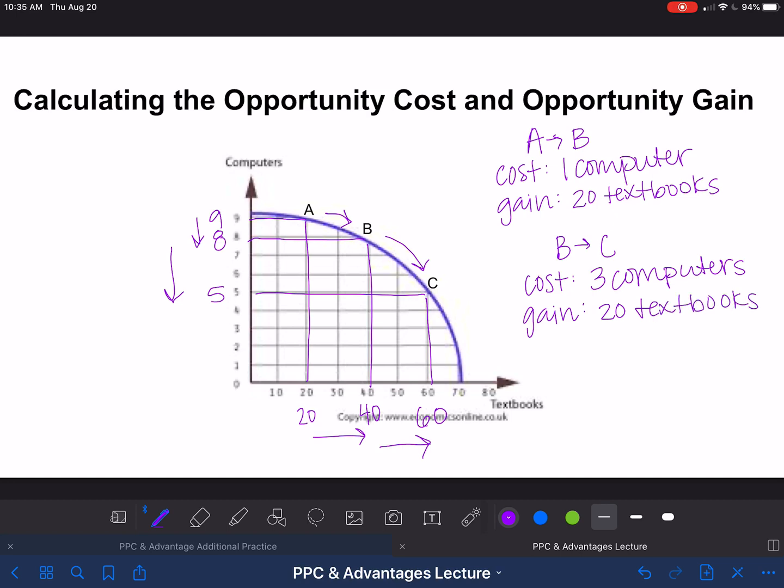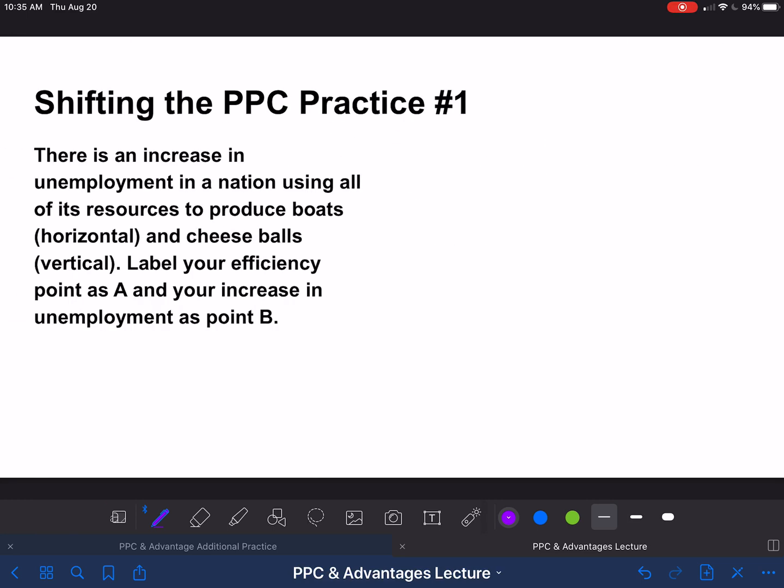So that's how you're calculating the opportunity cost and the opportunity gain off our production possibilities curve. So let's look at some practice problems drawing and manipulating the PPC. I would draw these on a piece of paper so you can practice drawing them. You do have to know how to draw the graphs for class and for the AP test, so you want to make sure you are practicing drawing the graphs.